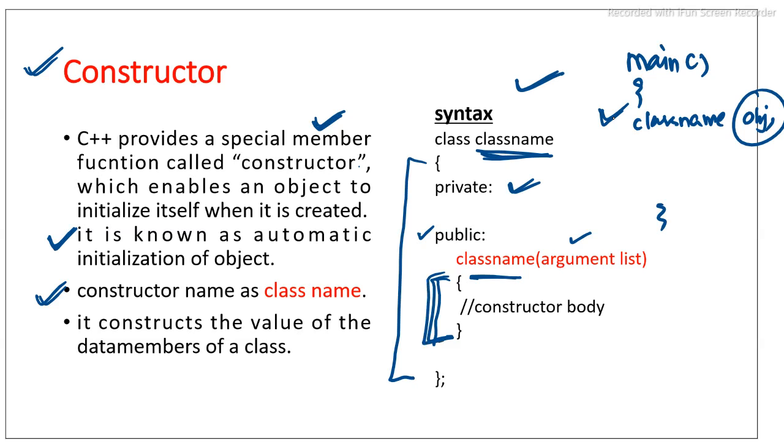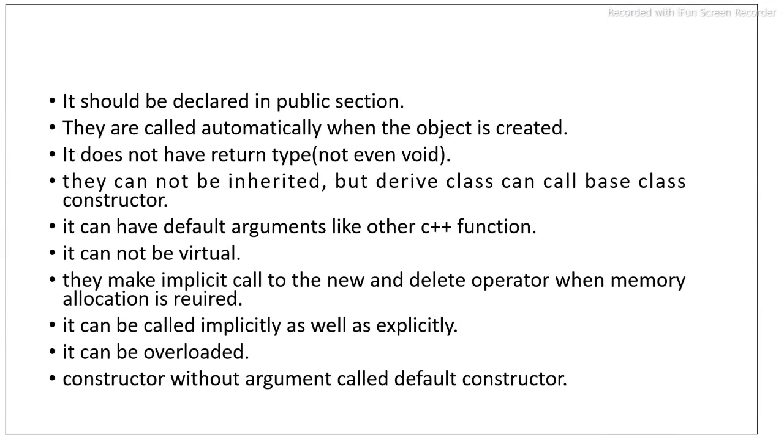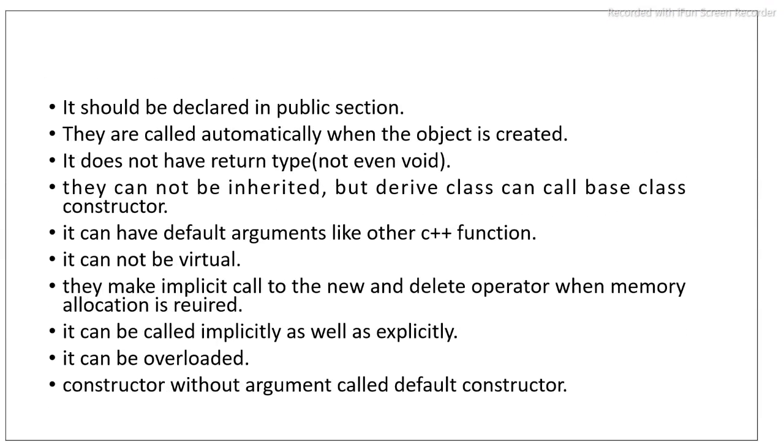Now we'll discuss some of the important features of a constructor. Some of them are listed here below. It should be declared in the public section. We know that the constructor will be called automatically, hence it should be declared in the public section. At the time of object creation, it is called automatically, and this is known as automatic initialization of the object. In the previous syntax example also we have seen that when we create the object, the constructor body is executed automatically.